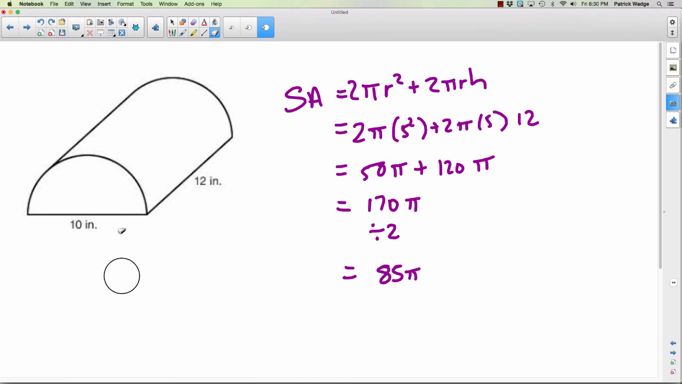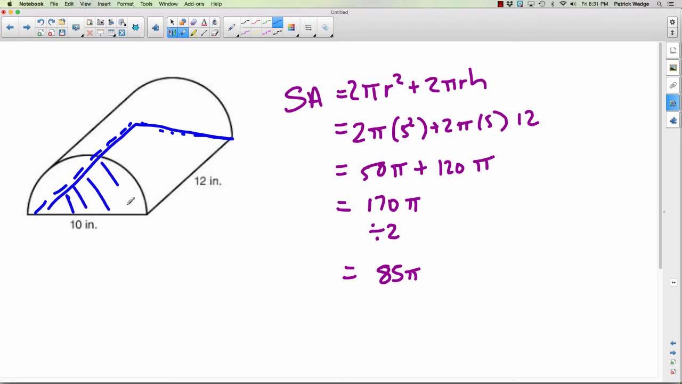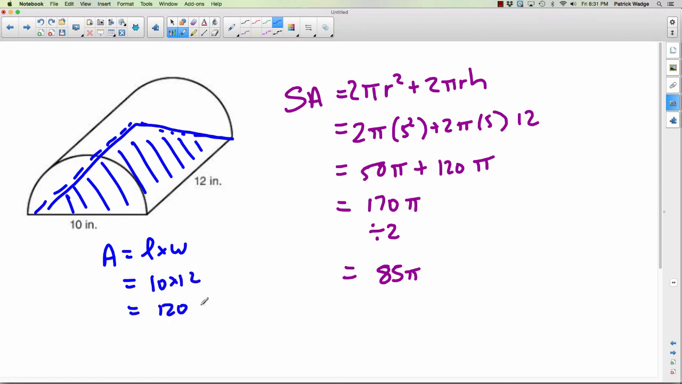Think about surface area again as when you're painting the outside of something. So yeah, we could paint all this curved part here. We could paint there, and here as well on the other end. But do you see what else you can paint? You can now paint the underside of this cylinder, which happens to be a rectangular shape. You could now paint this down here. So you need to figure out the area of that flat part on the bottom, that rectangle, and add that on as well. It's a rectangle, so length times width. So it's 10 times 12, which is 120.